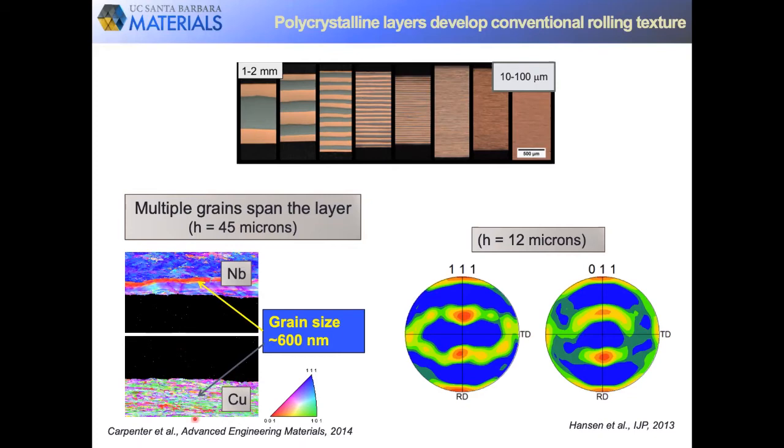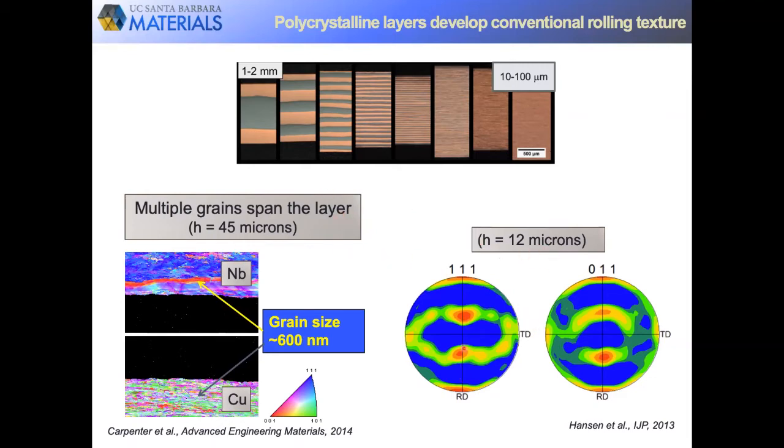A polycrystalline layers, if you will. So we have grain refinement accompanying the layer refinement. And as far as textures, these are neutron diffraction measurements. This is a common measurement that we obtained within this layer thickness range.